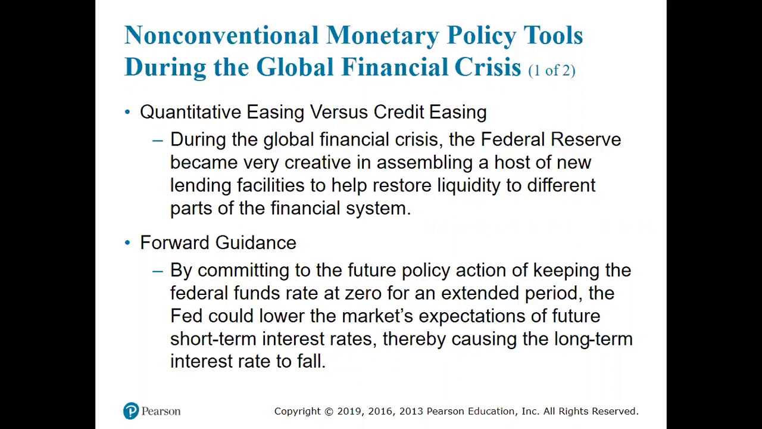So as we talk a little bit more about the actions, those non-conventional monetary policy tools, quantitative easing versus credit easing, I think the point of this is certainly the Fed did become creative. They had never done any of this type of long-term asset purchasing, and some of the different lending facilities that they created in the aftermath of the 2008 crisis. But overall, they were trying to restore liquidity and lower interest rates.